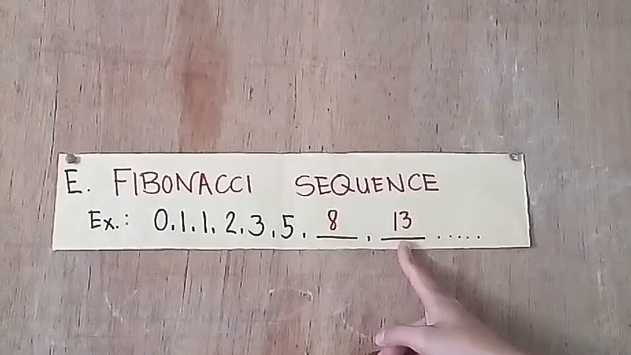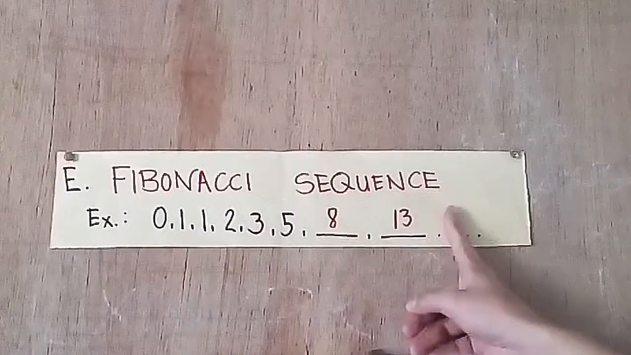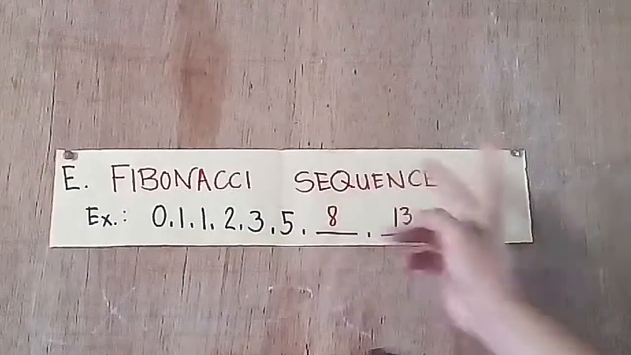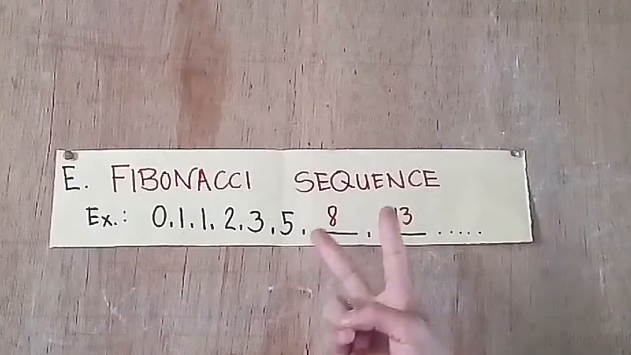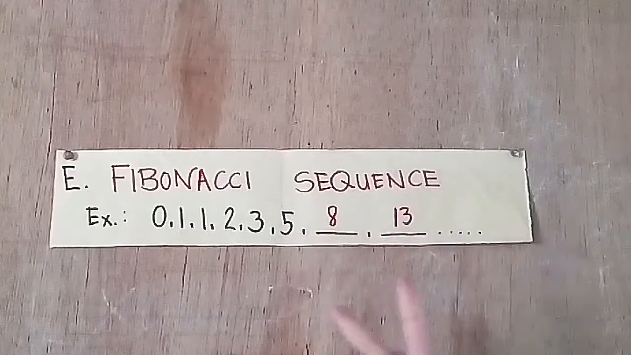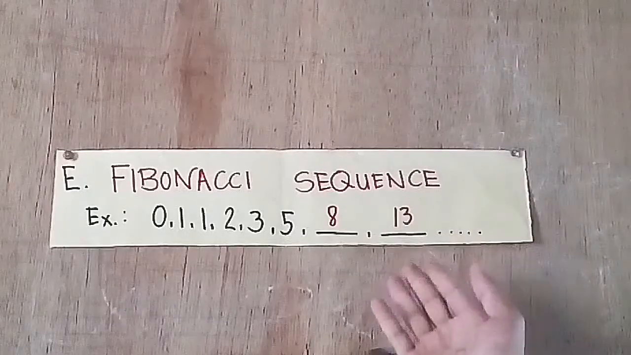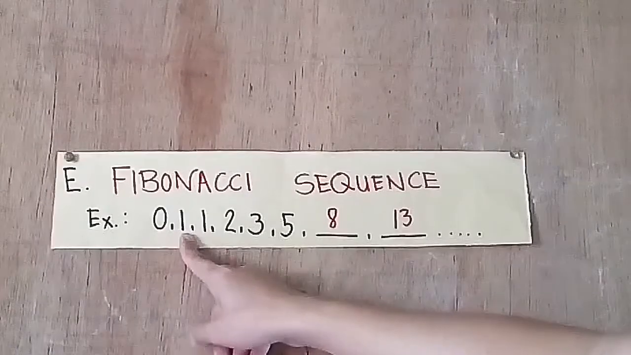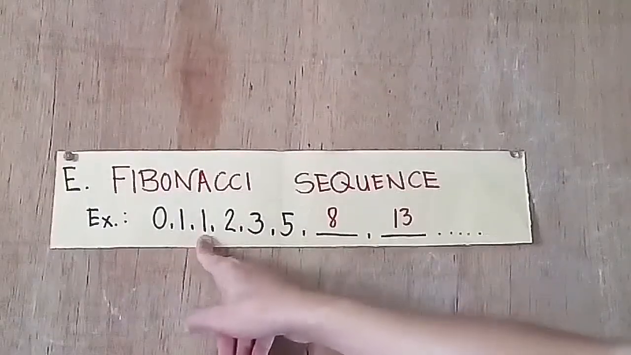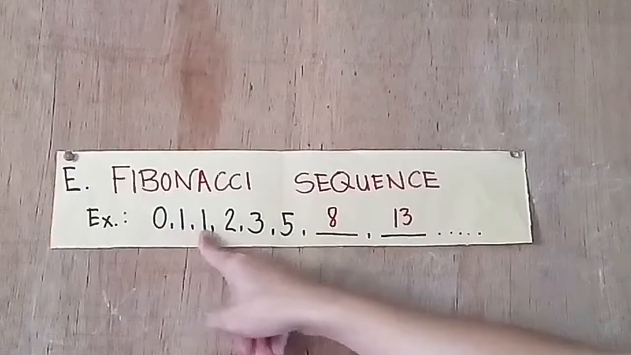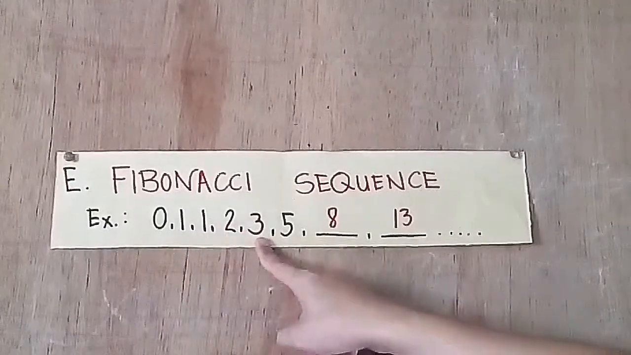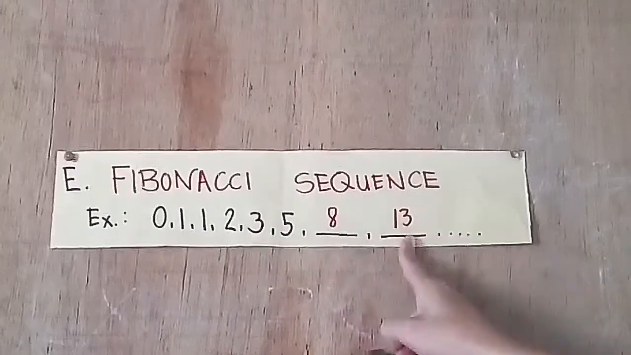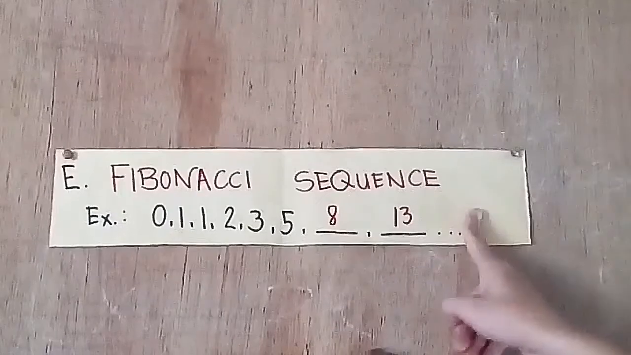So paano nakuha yung mga next term nila? So according to the definition of Fibonacci sequence, sabi niya, by adding preceding two numbers, so makukuha mo yung next term. So, for example, yung first term, which is 0, and then the second term is 1. 0 plus 1 is makukuha mo yung third term, which is 1. Then 1 plus 2 is equal to 3. 2 plus 3 is equal to 5. 3 plus 5 is equal to 8. And 8 plus 13 is equal to 21. That is the next term, kung meron pa.